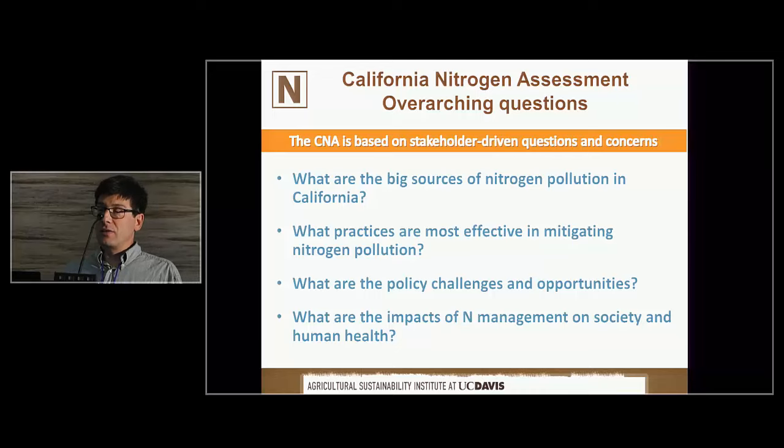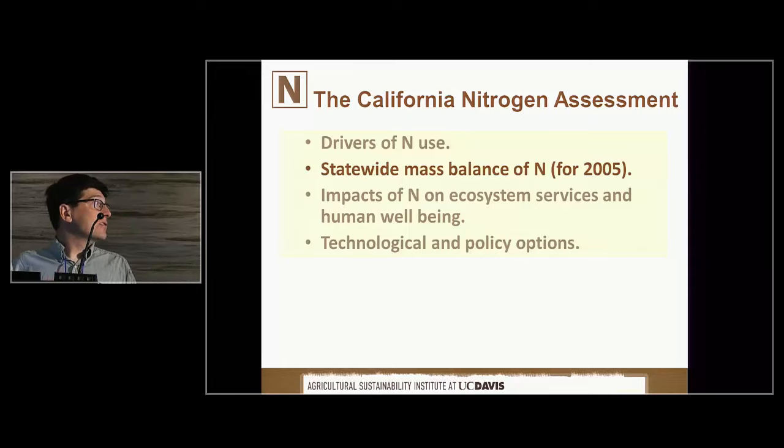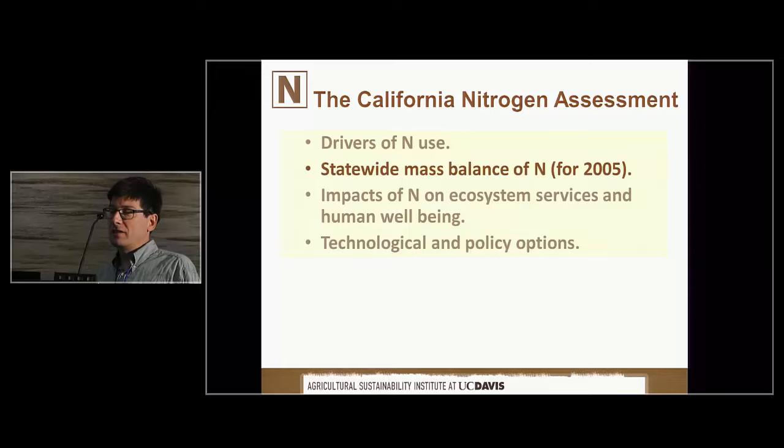And so we took those questions and organized them into four main chapters of the assessment. So we looked at the drivers of nitrogen use. We calculated a statewide mass balance of nitrogen, and that's what I'll be focusing on today. We looked at impacts of nitrogen on ecosystem services and human well-being. And then finally, technological and policy options for dealing with nitrogen.